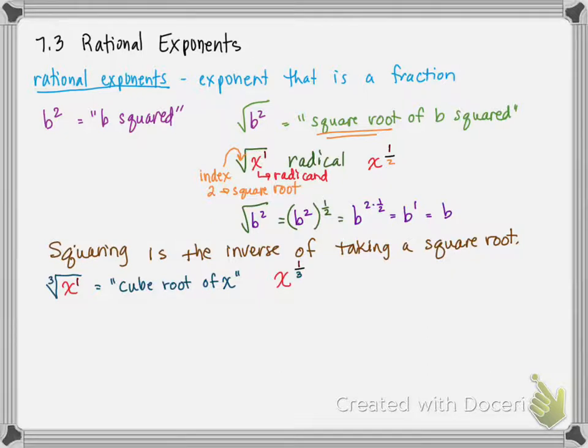Okay? All right. What if I still have a cube root and I still have an x, but instead of the exponent being a 1, the exponent is a 2. Okay, so what is that going to give me? Well, if I write it as a rational exponent, I'm going to take that 2 and it's going to go in the numerator, and the denominator is the index, 3. So the cube root of x squared is the same thing as x to the 2/3 power.